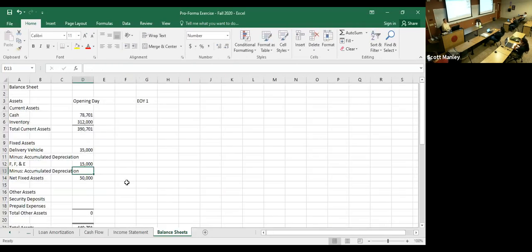Let me ask you just a reasonable question. On opening day, have I recorded any depreciation expense? So what goes in accumulated depreciation? It's a zero, right? What's my net fixed assets? It's 50,000. My security deposits, where can I get those from?